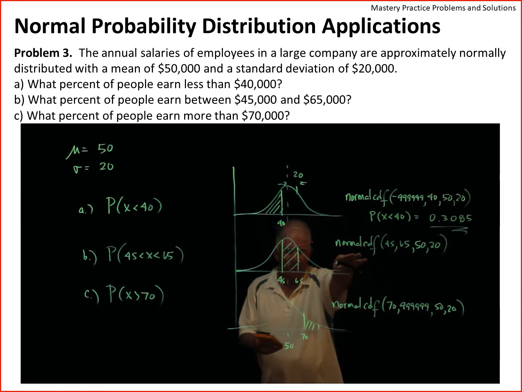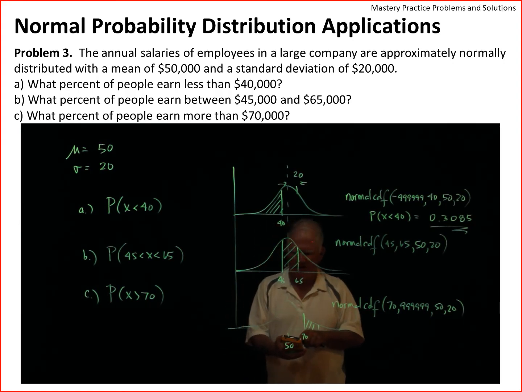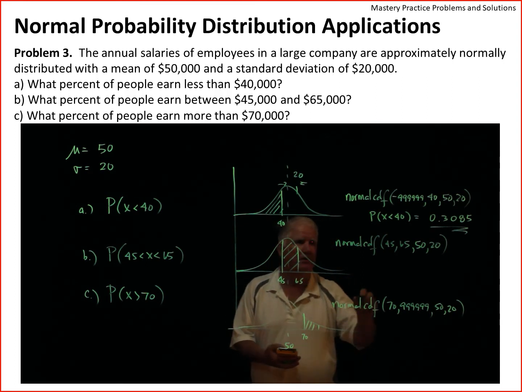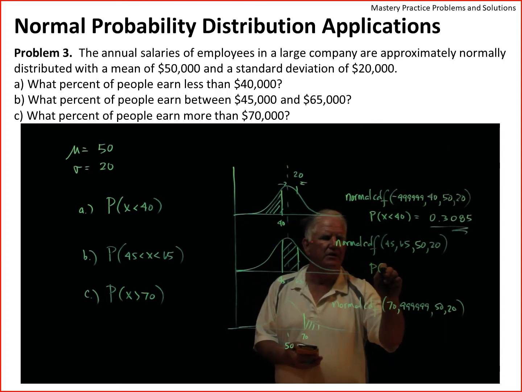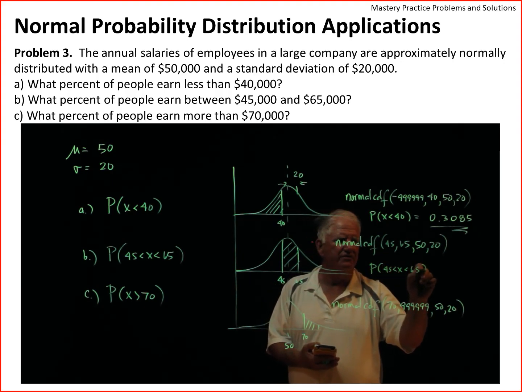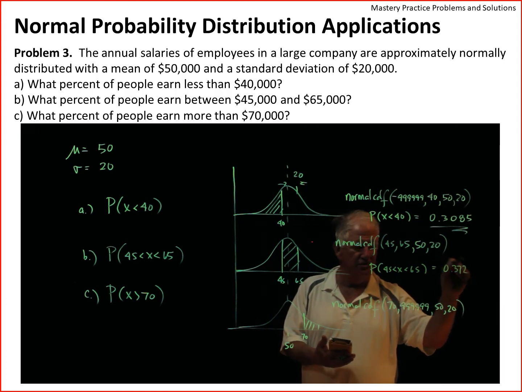Let's do it again for the part B. I'm back down to normal CDF. This time I'm entering 45 as the lower bound, 65 as the upper bound, 50 and 20 as the mean and the standard deviation. In this case, P of 45 less than X less than 65 is equal to 0.3721.